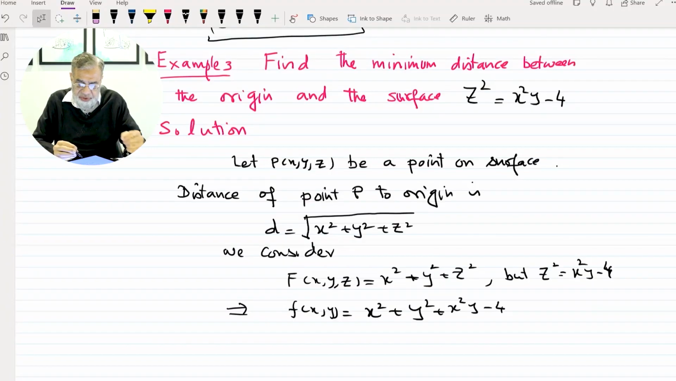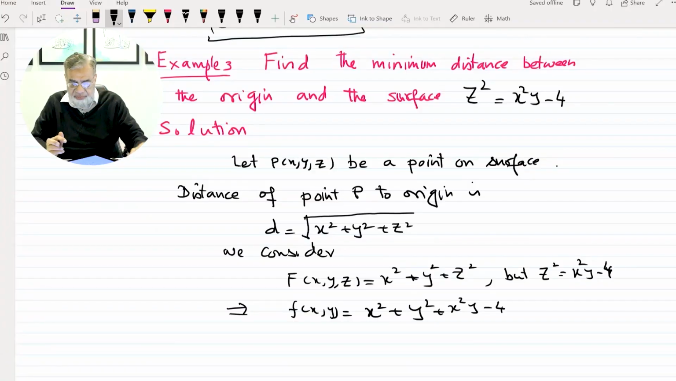So I will take the distance formula. We have d equal to the root of (x minus 0) square plus (y minus 0) square plus (z minus 0) square. Let P(x, y, z) be a point on the surface. The distance of the point to the origin is given by d equal to the root of x square plus y square plus z square. If I take d square, it will be x square plus y square plus z square. If d square is minimum, it means d is also minimum. So I take d square equal to the function of x, y, z, which is x square plus y square plus z square.